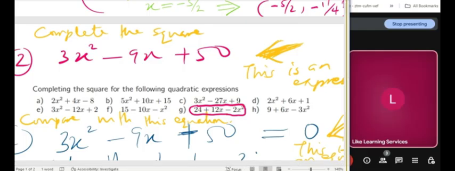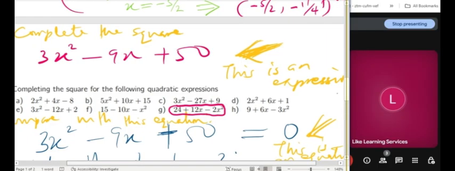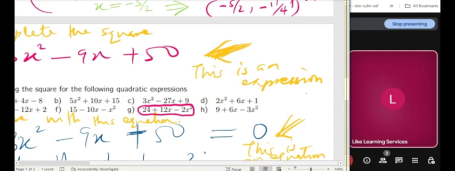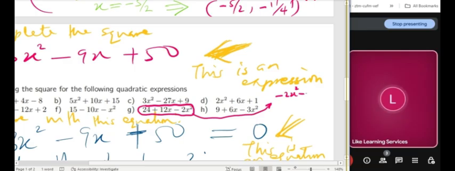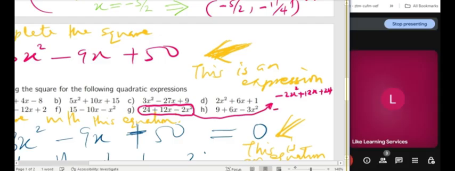Read out that G. 24 plus 12x minus 2x squared. It's not a big deal. Why will you rewrite it? Just a hint: minus 2x squared plus 12x plus 24. First of all, it will become minus 2x squared plus 12x plus 24. So what do you do? You bring out the minus 2. Is it by 2 or by minus 2? By minus 2, of course.